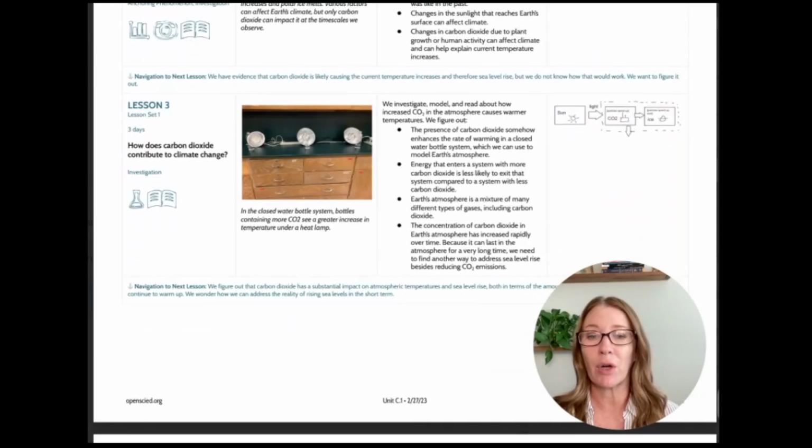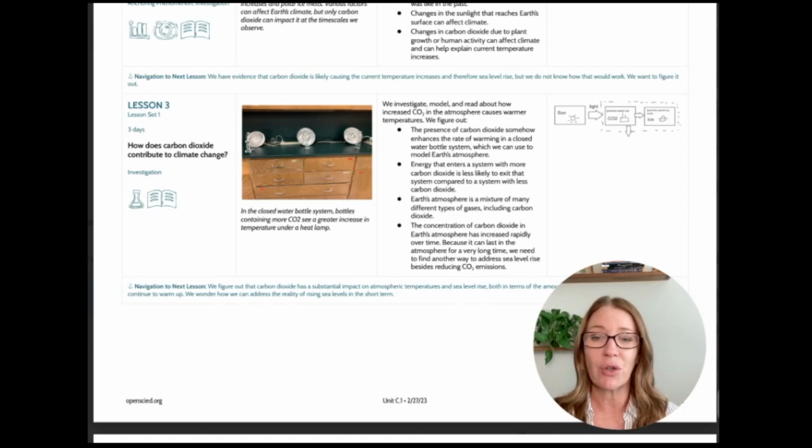In lesson 3, we're going to go deeper into carbon dioxide, and we're going to answer the question, how does carbon dioxide contribute to climate change? And you can see we've got more energy transfer models here. The dotted line represents a boundary. We've got arrows showing the movement of energy. This is going to be developed throughout the entire unit. We're going to make a list of key model ideas of energy transfer. And so there will be a lot of energy transfer modeling in this unit.